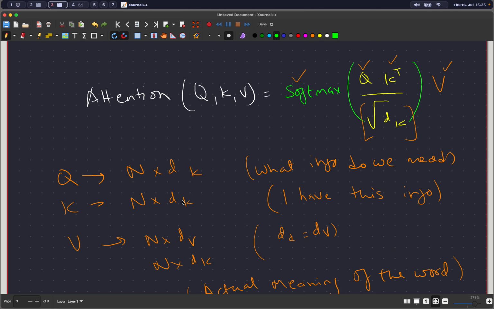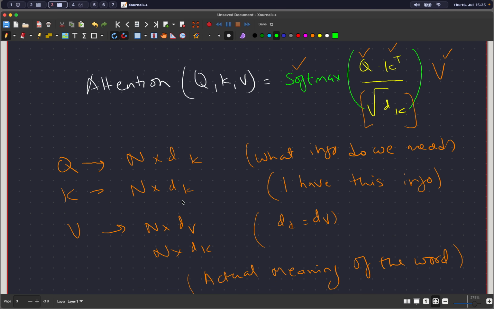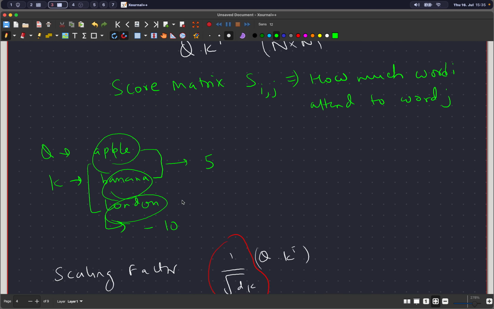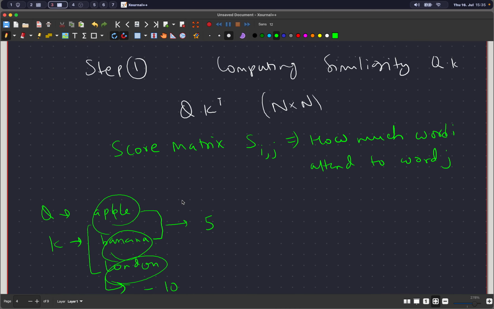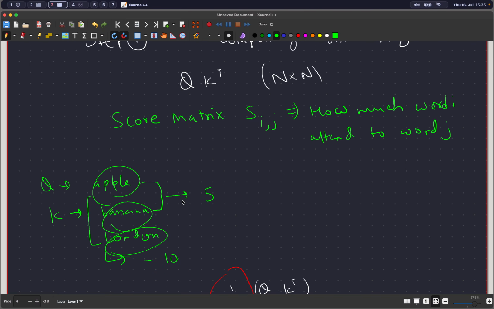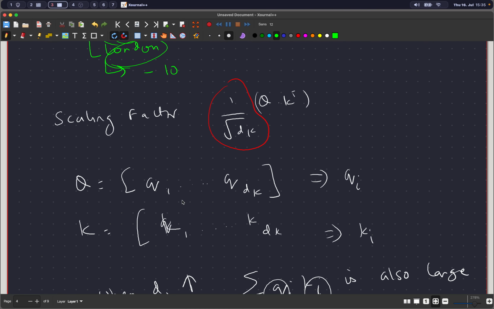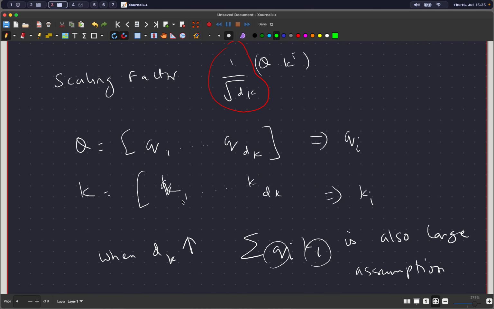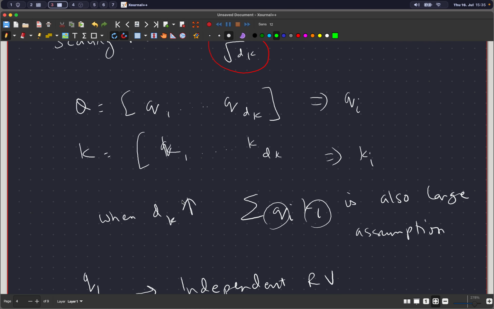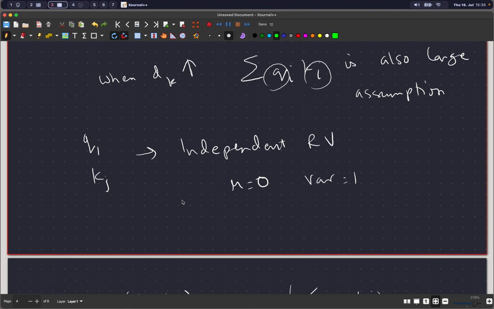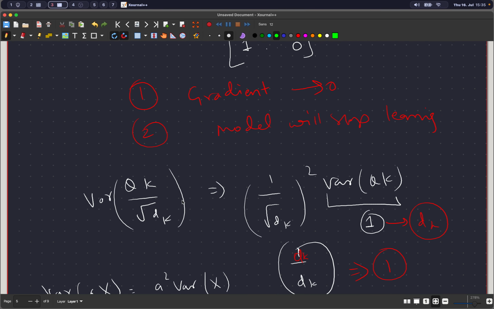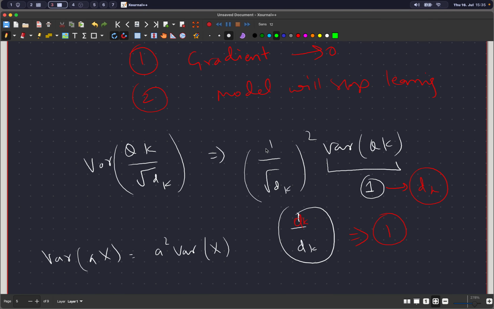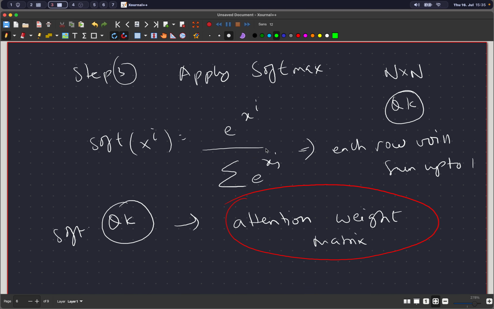Q, K, and V have similar dimensions, and dk. The steps are very easy to understand. We compute the similarity, and we apply the scaling factor. We also looked at why we multiply the output of Q and K by 1 by root dk: because of variance. If we don't do that, the variance of the product will be very high and the model will stop learning. The gradient becomes zero and the learning will stop, and there is no point in looking at this beautiful architecture and making it work.